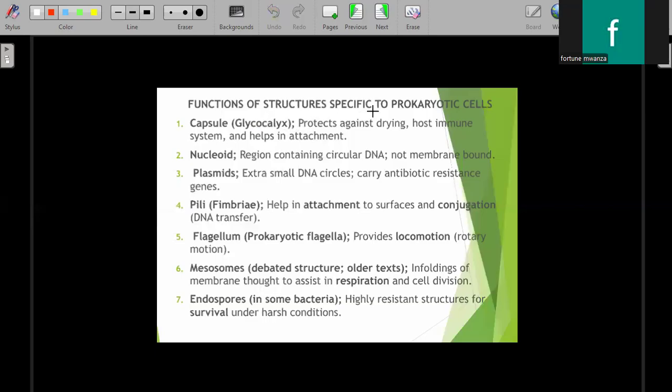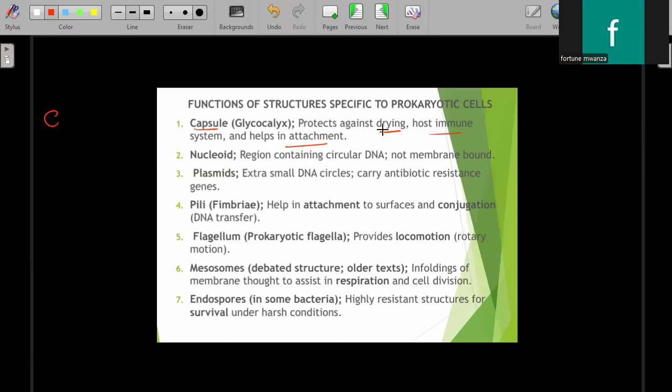So now let's look at some of the parts which are found in prokaryote cells only. You are not going to see them in eukaryotes. You are only going to see them in prokaryotes, and let's see what their function is. The first thing is the capsule. We said it's the outer layer which encloses all the organs of the cell for prokaryotes. This one protects against dying, host immunity, and helps with attachment. That's the function of your capsule. You are only going to see it in prokaryotes, not in eukaryotes.